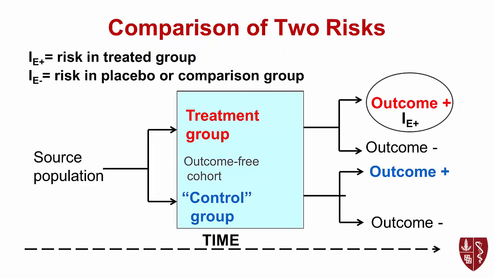So let's go back to the schema that we saw. In a clinical trial, you start with subjects who are randomly assigned treatment, and the other half may get the placebo treatment. And then you follow up the subjects over time and see how many in the treatment group develop the outcome. So here I sub E is nothing else but the risk of the outcome in the treated group. Similarly, I can define I sub E minus as the risk of the outcome in the placebo or comparison group.